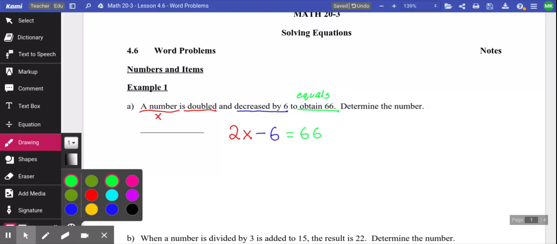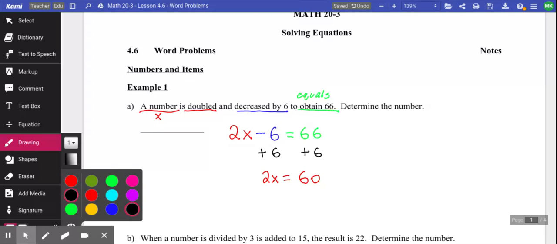And our goal with these word problems is to take the words and turn them into a mathematical equation. Then we can use our skills from 4.1 to 4.5 on how to solve that equation. So we're trying to solve for x, which is this mystery number, and we need to do that by getting x by itself. So we need to move the 2 to the other side and the 6 to the other side. We do that using opposite operations. So we want to use the opposite operation on the minus 6 first by adding 6 to both sides. That would leave me with only 2x on the left equals 60 on the right.